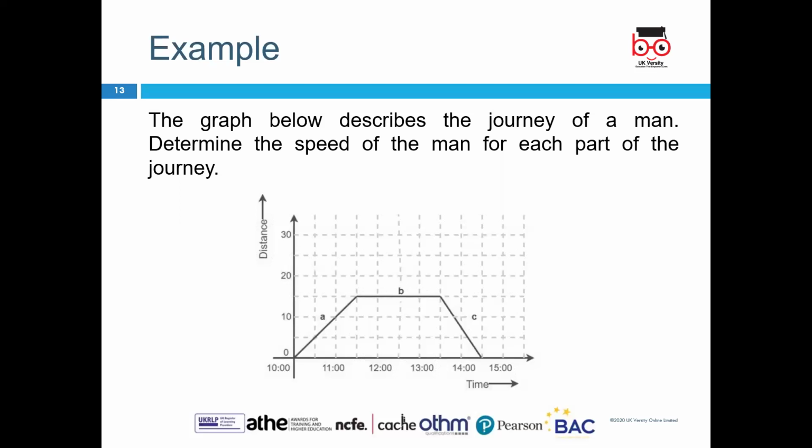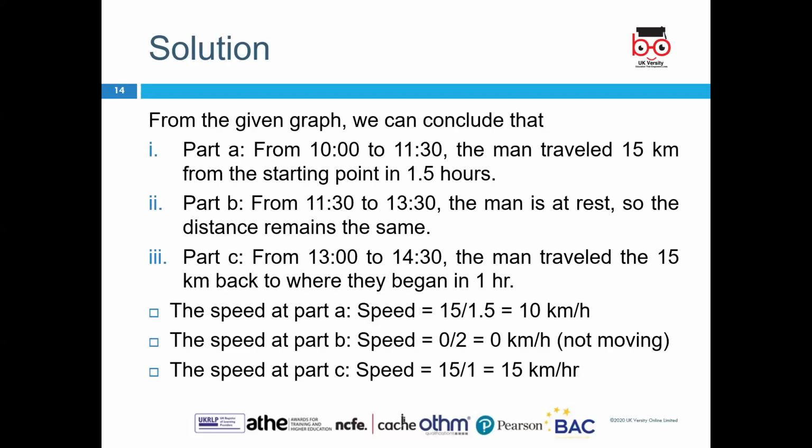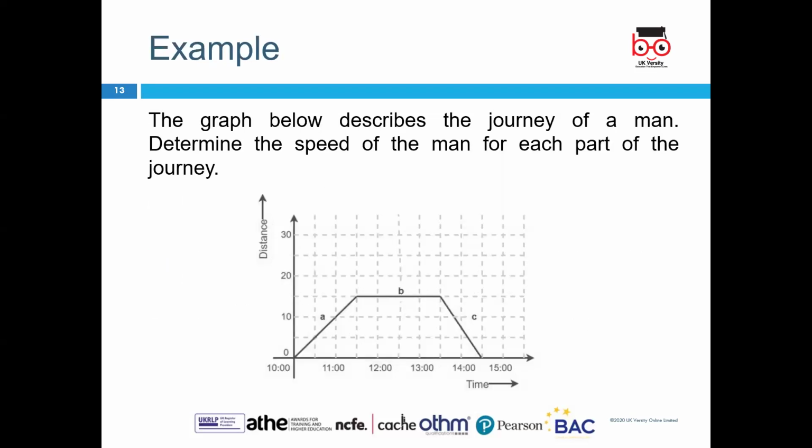Total time taken is 90 minutes, or you can say 1.5 hours. So the speed is 10 kilometers per hour. For the next part, you see the distance is constant, but the time is elapsing, which means the speed is 0. Speed is equal to distance divided by time. So distance covered is 0 divided by time, which is 11:30 to 14:30. So anyway, 0 divided by anything will be 0.